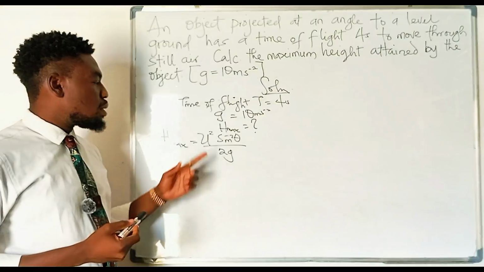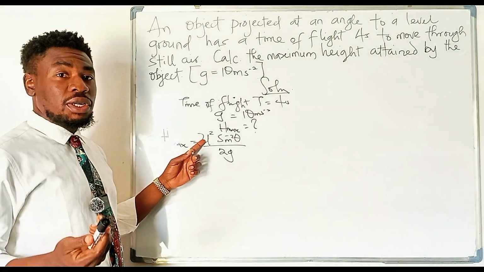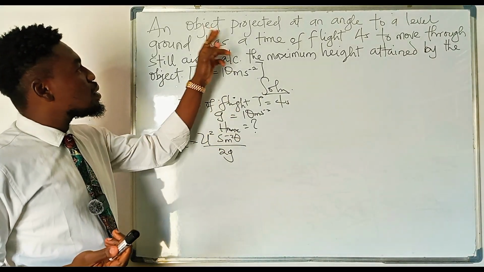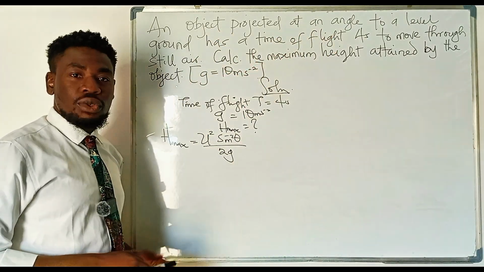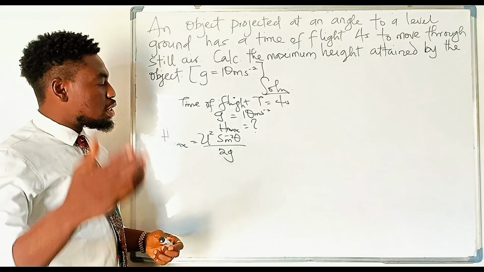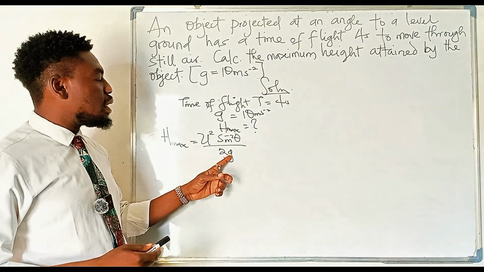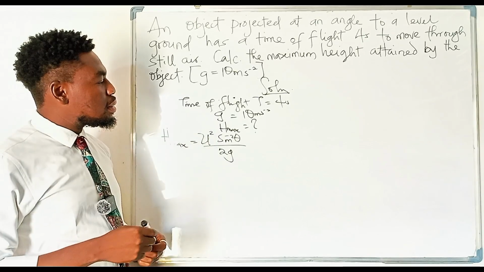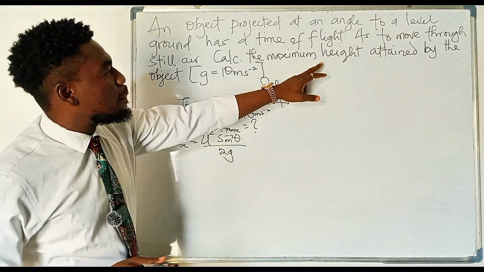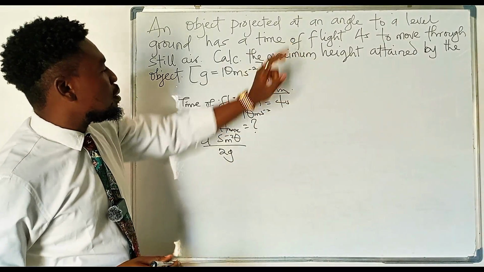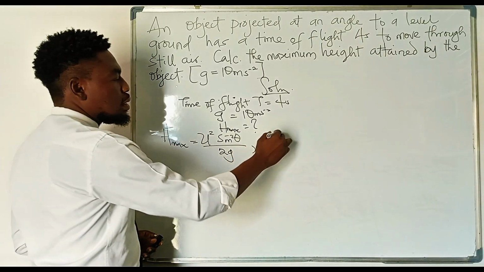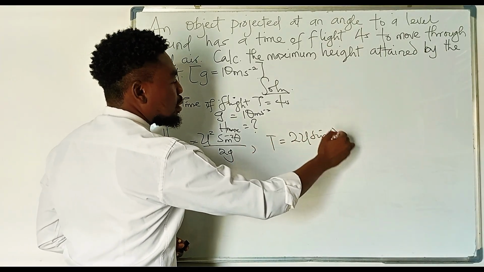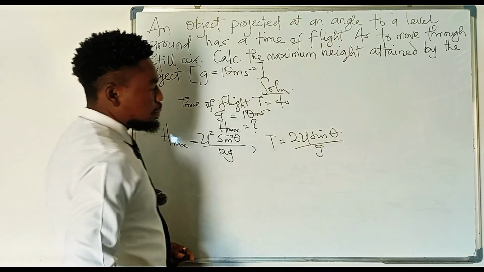Now clearly we don't know what our u is. U is generally initial velocity. Theta is the angle of projection, which was not given to us. The only thing we know here is t. So now we think about another formula. What is the formula for time of flight? Time of flight is equal to 2u sine theta all over g.